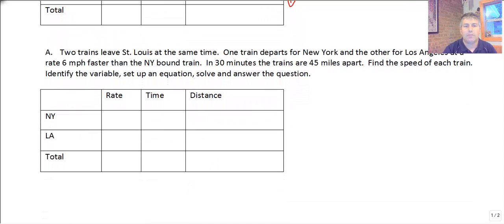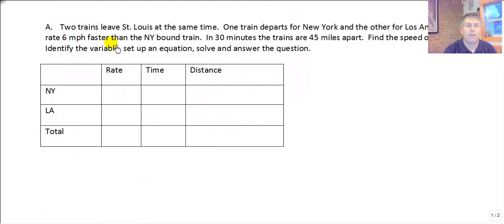So let's take a look at some sample problems. First one, 2 trains leave St. Louis at the same time. One train departs for New York and the other for Los Angeles at a rate 6 miles per hour faster than the New York bound train. So it sounds like the Los Angeles bound train is going faster than the New York bound train.